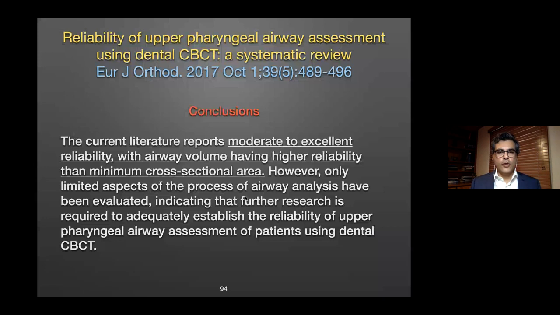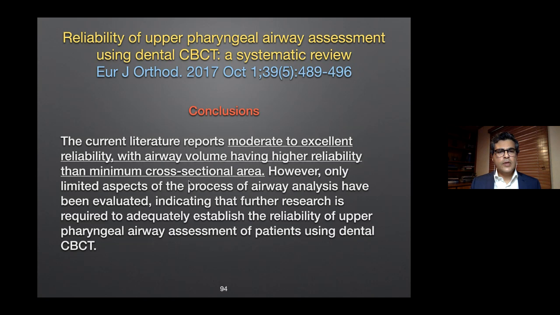So conclusions from this study, reliability of upper pharyngeal airway assessment using dental CBCT, a systematic review published in 2017. CBCT has a moderate to excellent reliability with airway volume having higher reliability than minimum cross-sectional area. So CBCT helps us in determining the total volume of the airway and where the airway is narrowest, and also if there are any physical issues with the airway which are causing obstruction, especially of the pharynx.